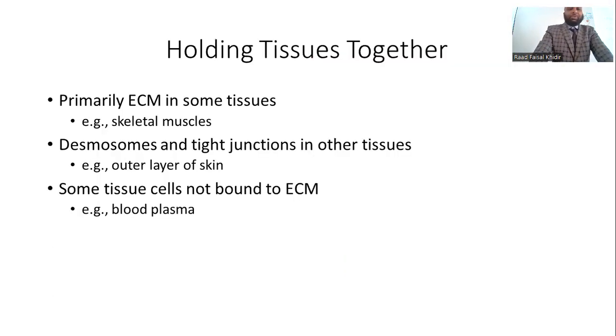Okay, holding the tissues together. So primarily the extracellular matrix is responsible for holding the tissues together, like in the skeletal muscles. And as I began discussing today in the beginning of the lecture, these cells are held together by the CAMs and the CAPs. Who remembers what I said the CAMs and the CAPs were?